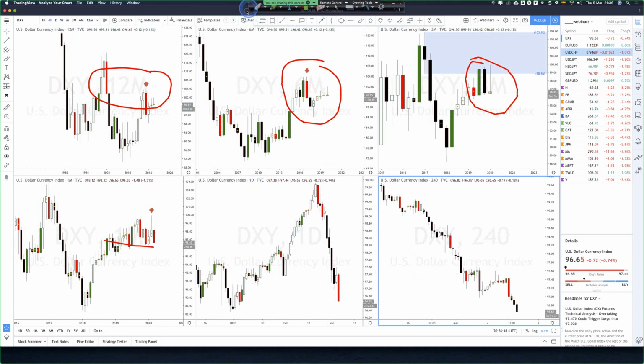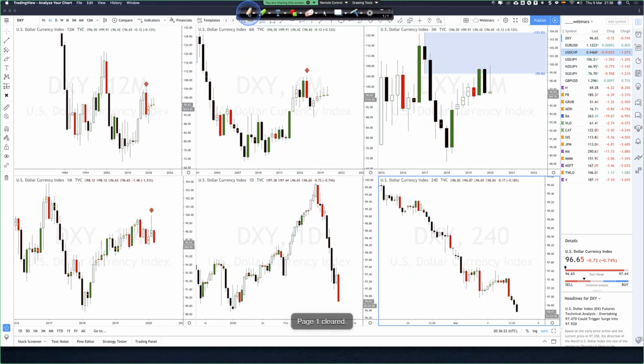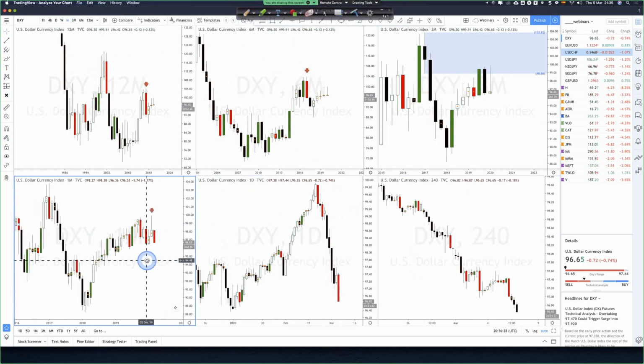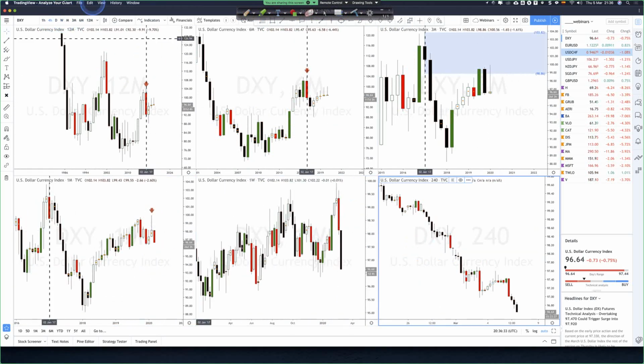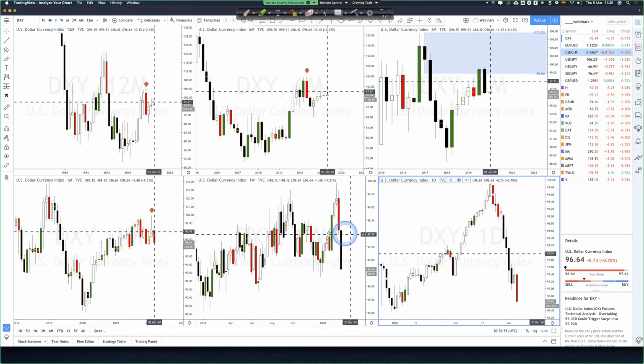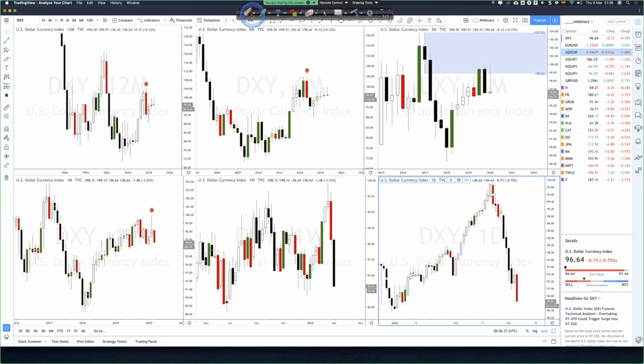Let me move this a little bit. So we're going to start from the top left. The weekly should be there, and here the daily. Well, there's no room for the 4-hour. Okay, good, no problem with that.